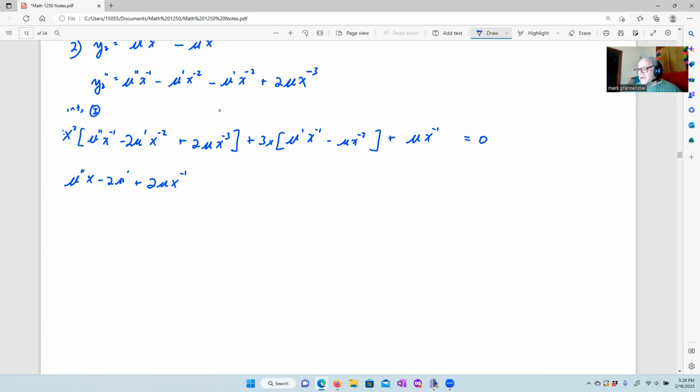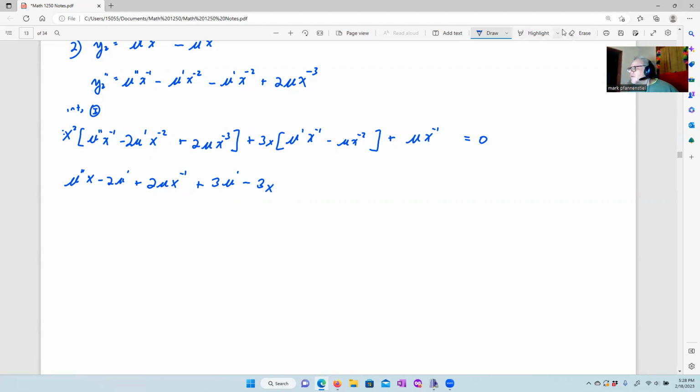Now we have to distribute. So we have 3x times this piece here. So it's going to be 3u tick. The x to the negative 1 times the x is going to be x to the 0. It's going to go away. Minus, and then we have 3u.